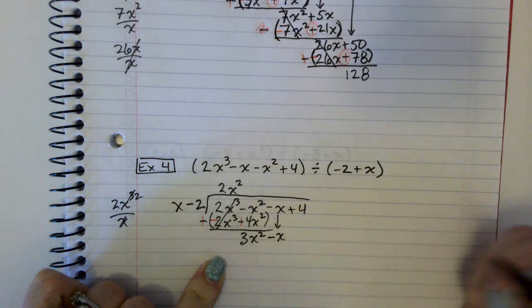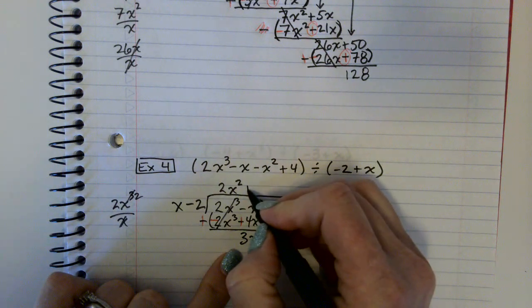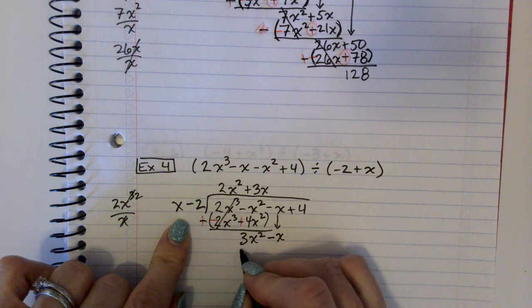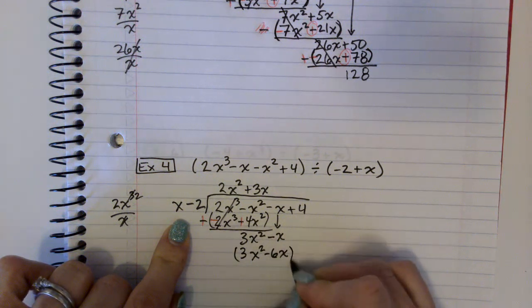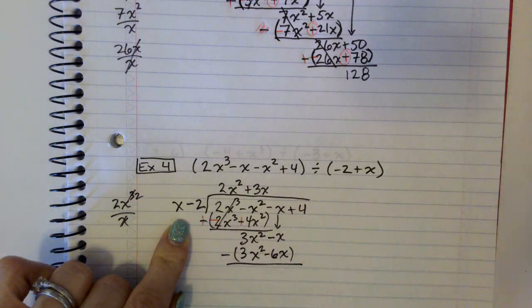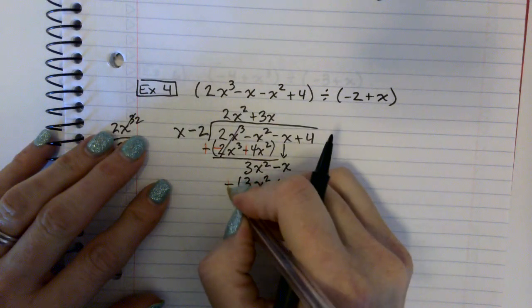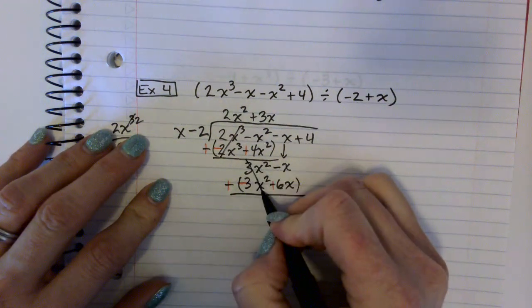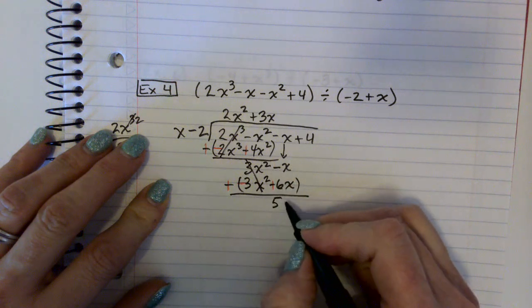So bring that next term down. X goes into 3x squared, 3x times. Write it out on the side if you need to. 3x times x minus 2, 3x squared minus 6x. Put parentheses around it and subtract. Distribute the negative sign. There we go. That becomes positive. That becomes negative. That becomes positive. 3x squares cancel. 1 positive, 1 negative. Negative x plus 6x, 5x.